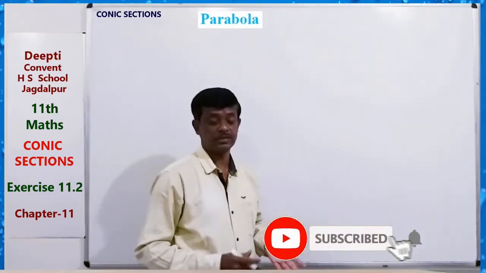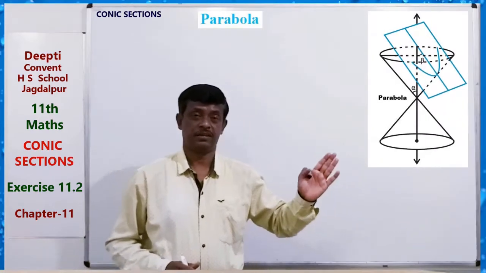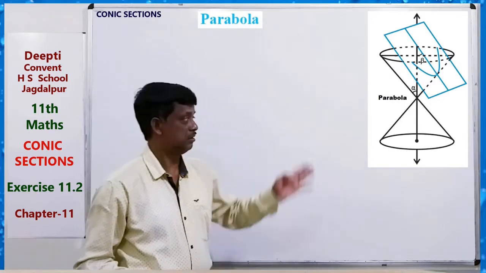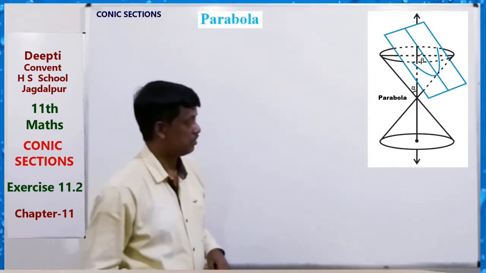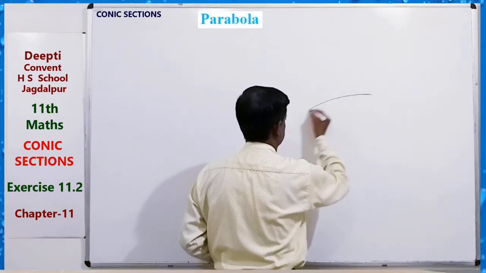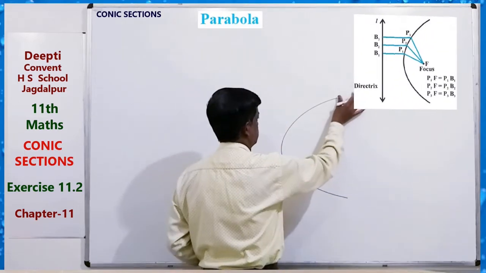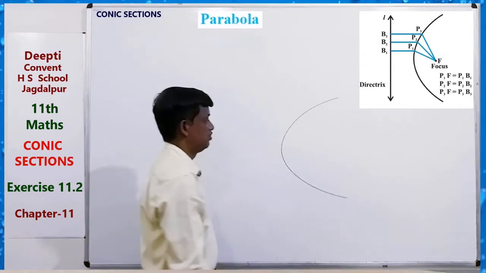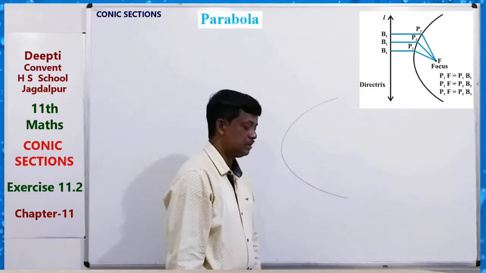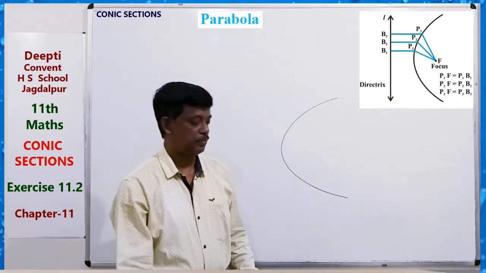Parabola: the intersection of a cone by a plane is a parabola in a particular situation. The diagram of a parabola is generally just like this, or we can suppose this type of diagram is a parabola. In this class we are studying only a standard form of parabola.